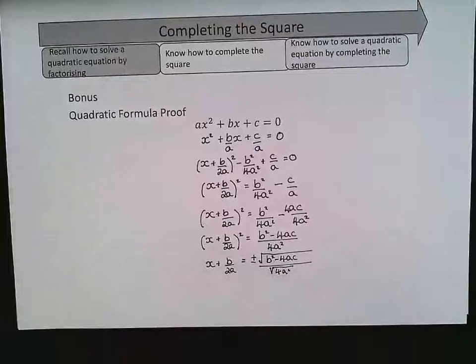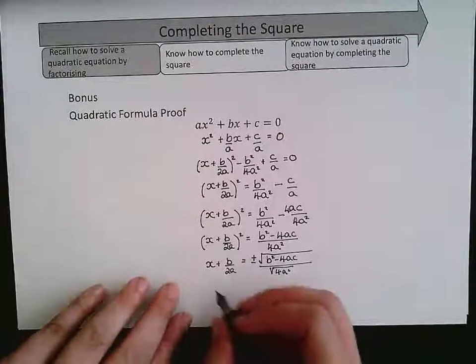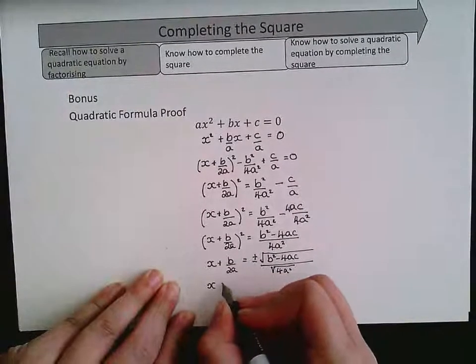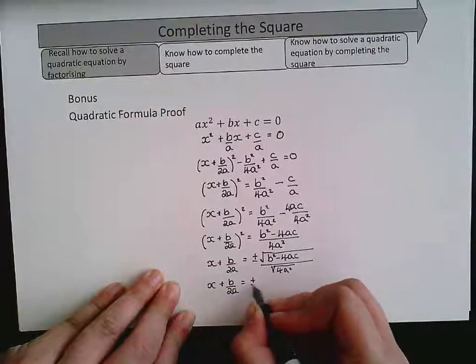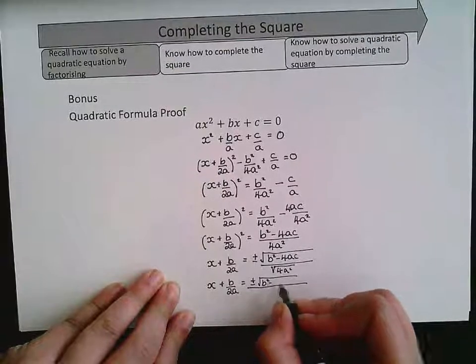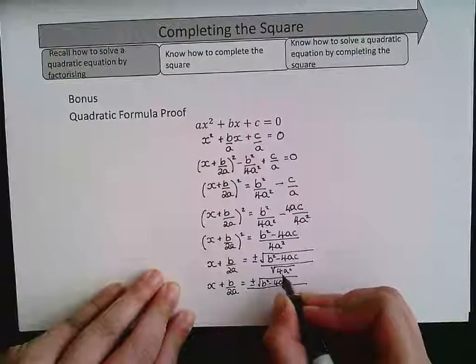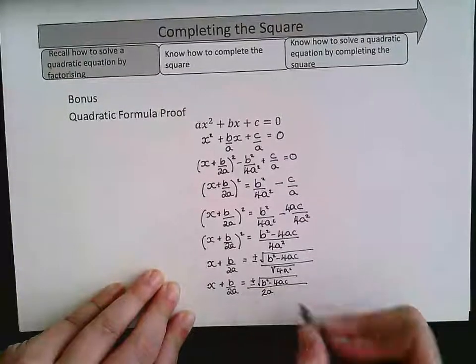Now, I can't square root the top. I can't actually work out what the square root of b squared minus 4ac is, because I don't have any numbers, but I can square root the denominator. The square root of 4 is 2, and the square root of a squared is a.